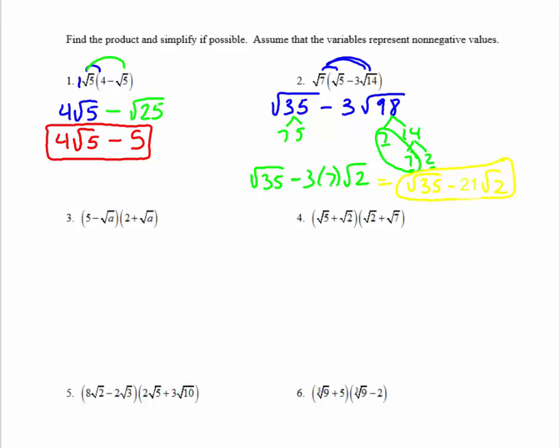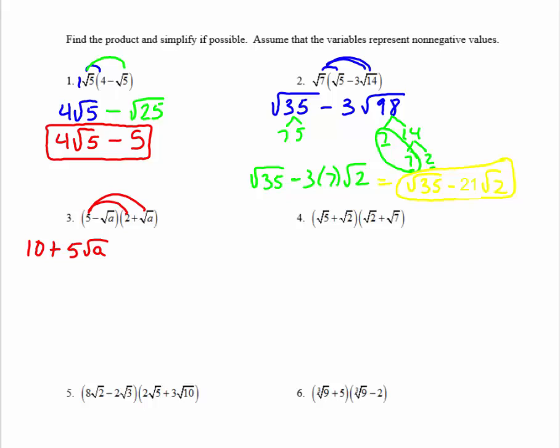Number 3. In parentheses, 5 minus the square root of a, times, in parentheses, 2 plus the square root of a. So this is a binomial times a binomial, which means we need to FOIL it out. 5 times 2 is 10. 5 times the square root of a. Well, the 5 stays on the outside, the square root of a stays on the inside.